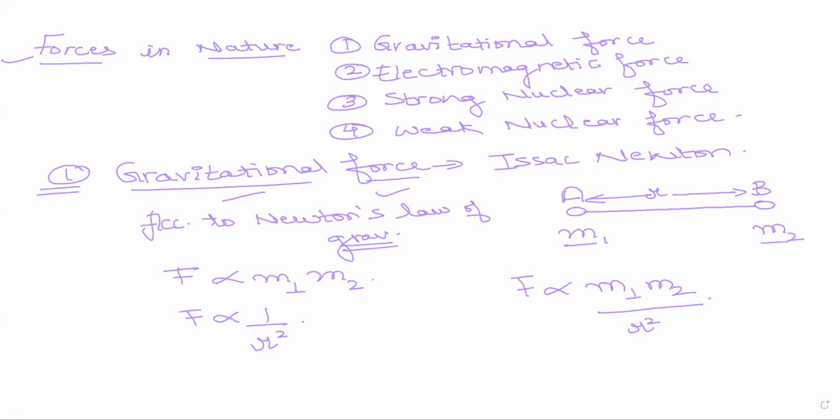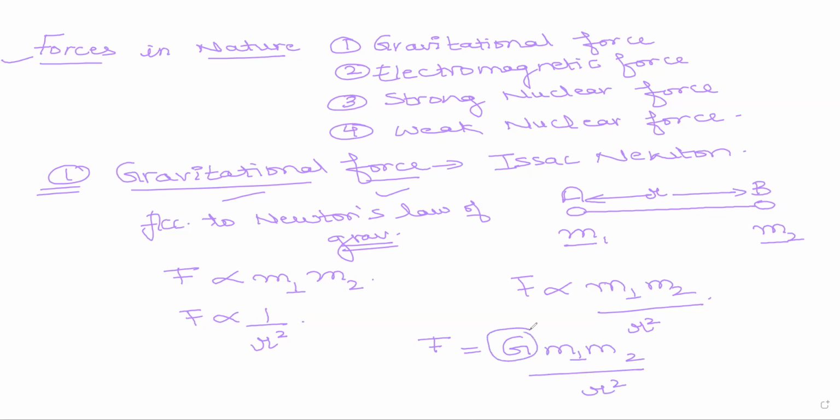Okay, so that comes out to be F is directly proportional to M1 M2 upon R square, right? Now, when we are removing the proportionality sign, a constant is always added. In this case, the constant will be: F is equal to G into M1 M2 upon R square.